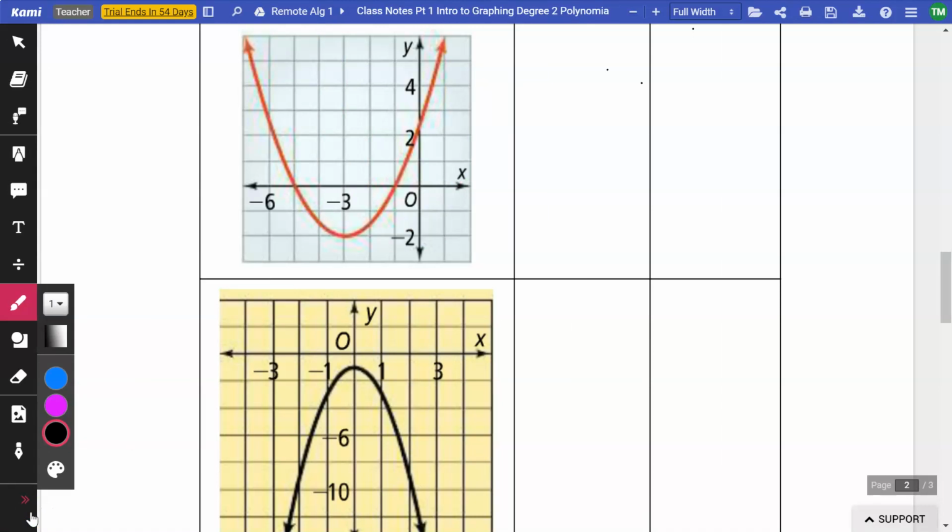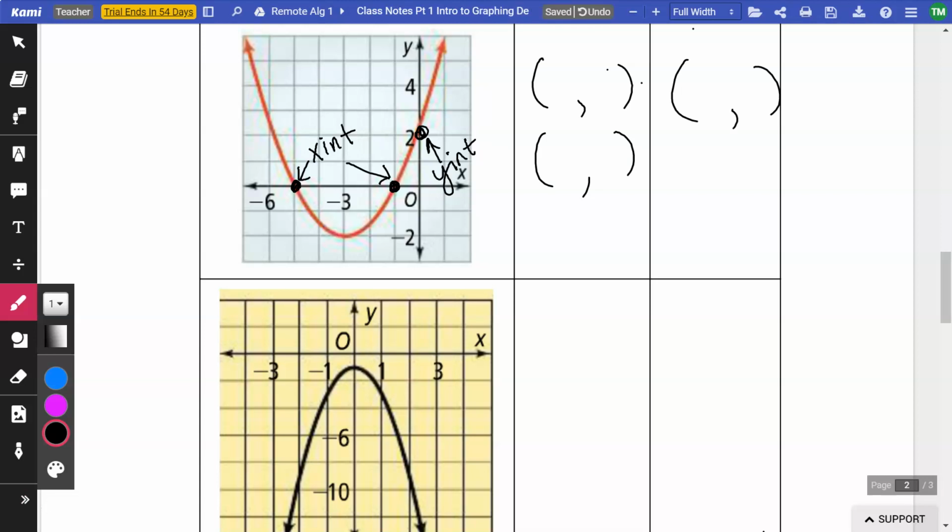So for the second parabola, our x-intercepts are right here and here, and our y-intercept is there. So our x-intercepts are at 2 points, and then we have one y-intercept. The x-intercept, this one, the far left one, it looks like it's at -5, 0. And the far right one is at -1, 0. And then the y-intercept is at 0, 2.